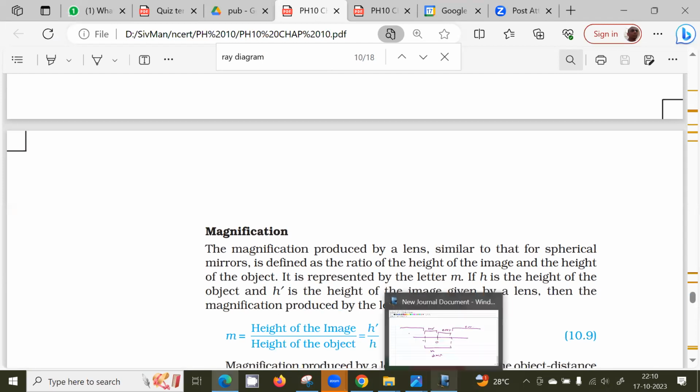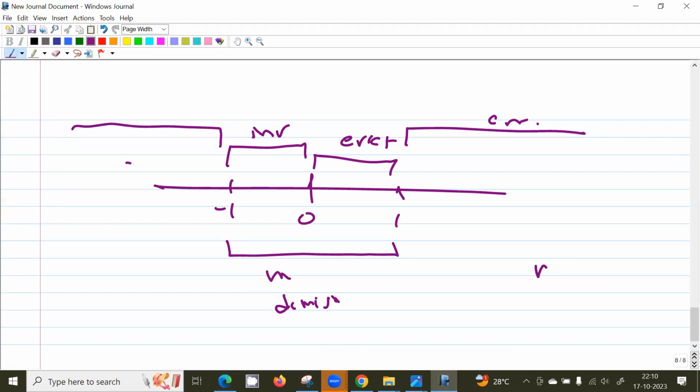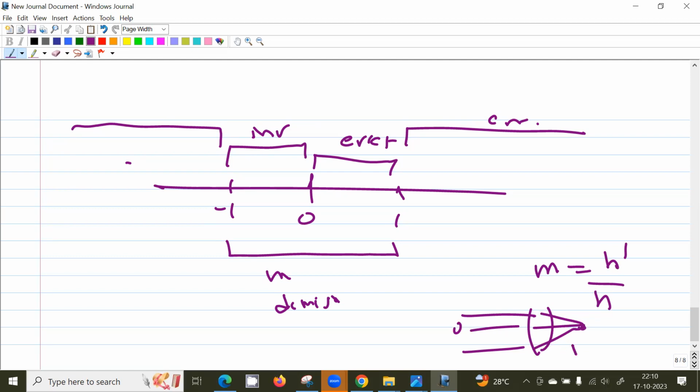Hold on. Magnification is image size by object size. Why do you want to go to such things? If you take a convex lens, a parallel beam will be brought to a focus, so whatever the object is, the image will be a point. In that case, magnification is 0 only. Image size is 0, object is of finite size. So here magnification is 0.